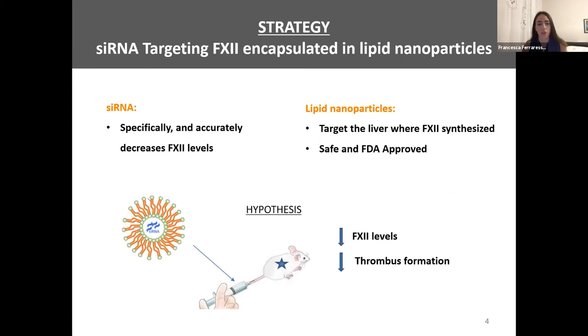The way that we went about this, the reagent is an siRNA lipid nanoparticle. An siRNA has the ability to specifically decrease factor 12 levels. And then the lipid nanoparticle acts as its carrier and is able to target the liver, which is exactly where factor 12 is synthesized. And lipid nanoparticles are safe and FDA approved. So we hypothesized that with this reagent, we would inject it in thrombotic disorder animal models, and we would see decreased levels of factor 12 and decreased thrombus formation. Next slide, please.